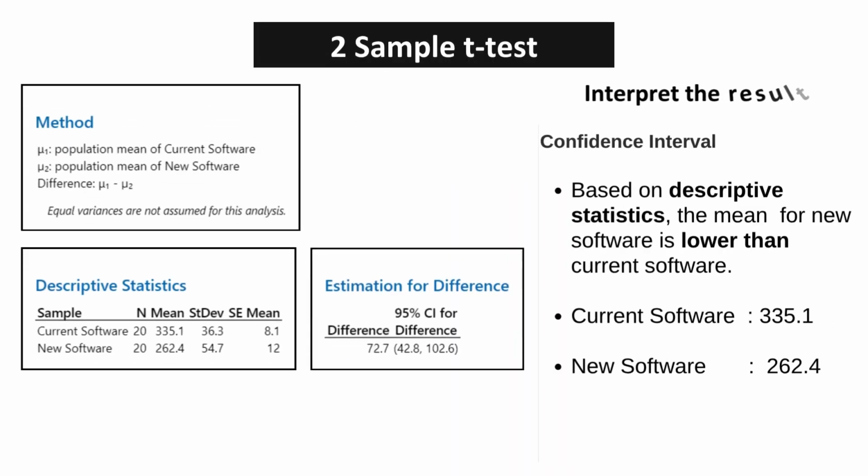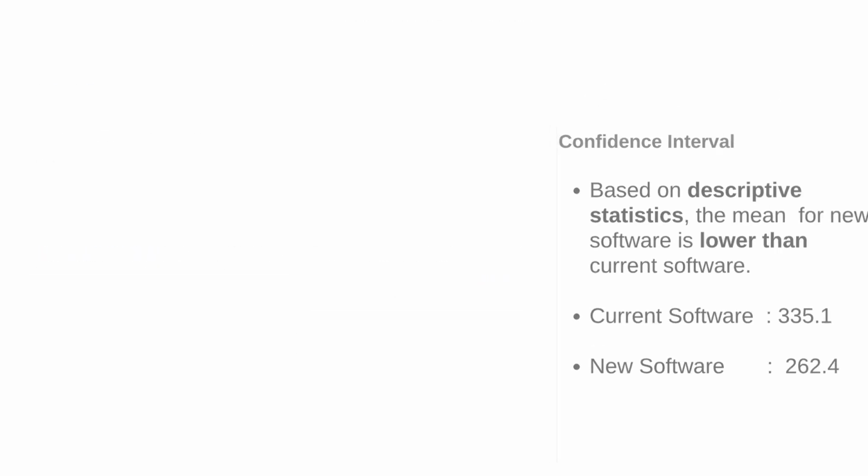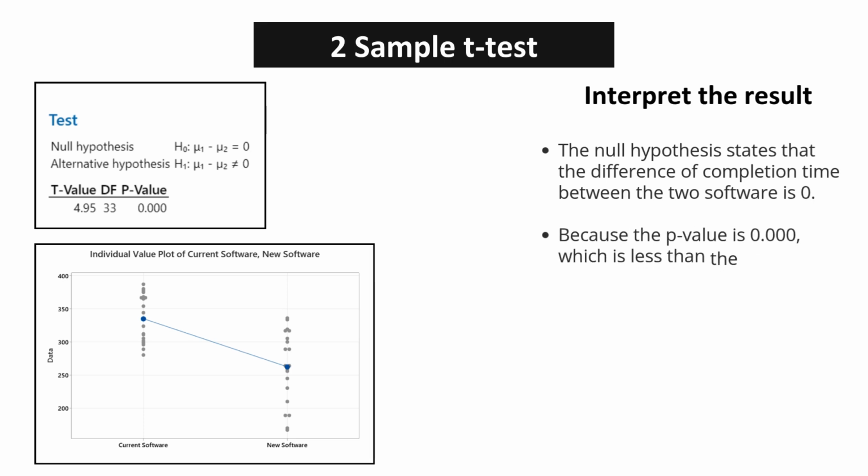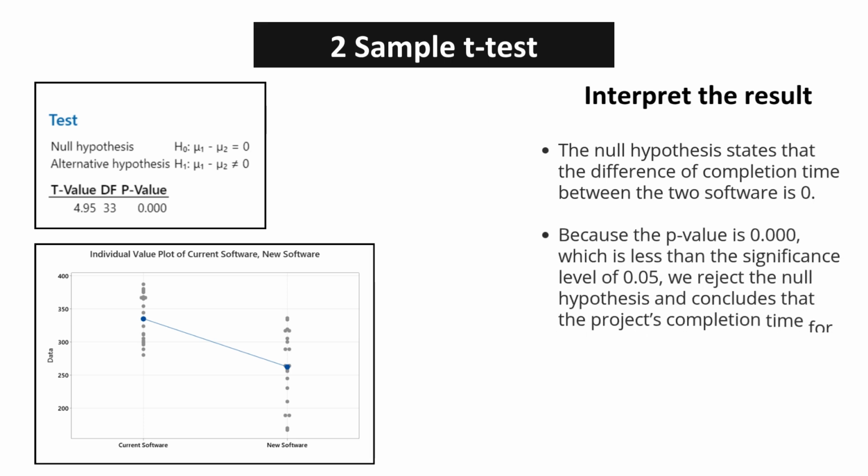Based on the descriptive statistics, the mean for the new software, 262.4, is lower than the mean for the current software, 335.1. In summary, the two-sample t-test results suggest that the new software has a significantly shorter mean project completion time compared to the current software. The null hypothesis states that the difference of completion time between the two software is 0. Because the p-value is 0.000, which is less than the significance level of 0.05, we reject the null hypothesis and conclude that the project's completion time for the two software differ.